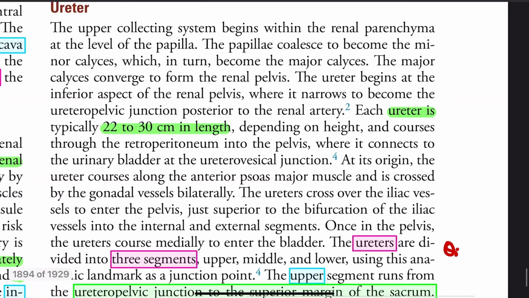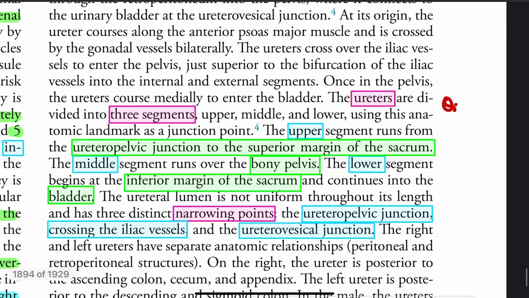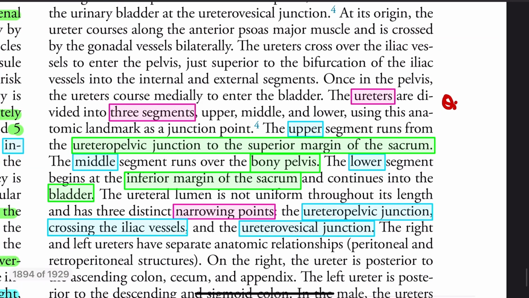Now come to anatomy, important points regarding ureter anatomy. The length of the ureter is around 22 to 30 centimeter. The ureter is divided into three segments: upper, middle and lower. The upper is from the ureteropelvic junction to the superior margin of the sacrum, the first portion. The middle is the bony pelvis and the lower is from the inferior margin of the sacrum and continues into the bladder.